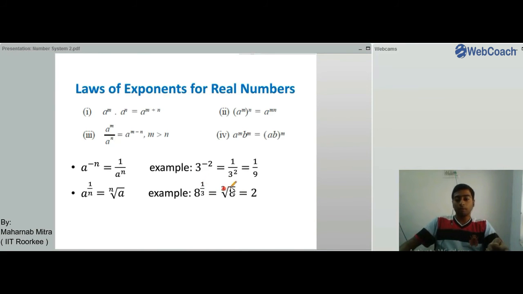Like if you do a to the power 1 by 3, the cube root of a, or the third root of 8, right? The meaning of the third root of 8 is that you have to find a number which, when multiplied 3 times, gives the number 8. And which number when multiplied 3 times gives 8? It is 2, right? 2 times 2 gives 4, 4 times 2 gives 8. So 2 can be multiplied thrice to get the number 8.